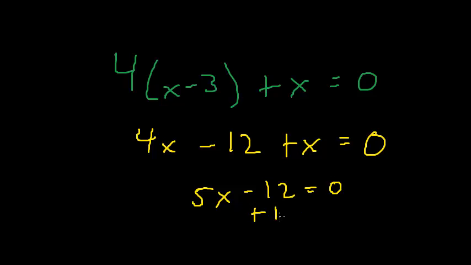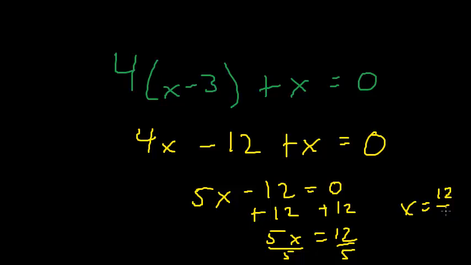I now need to add 12 to both sides, and I have 5x equals 12. I can divide both sides by 5, and I'm left with an answer of x equals 12/5.